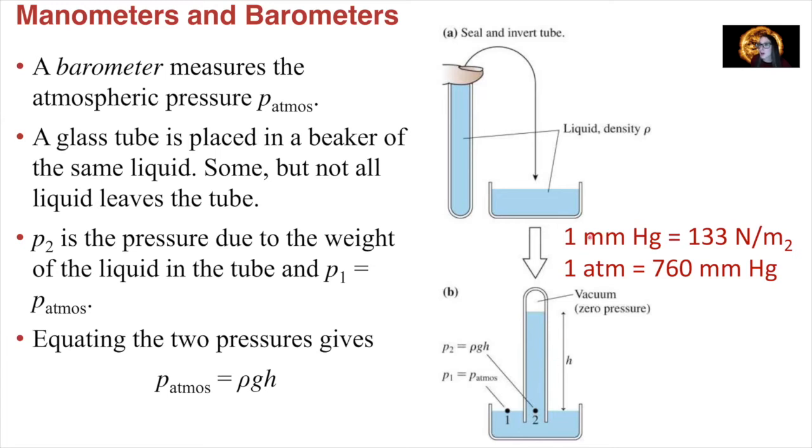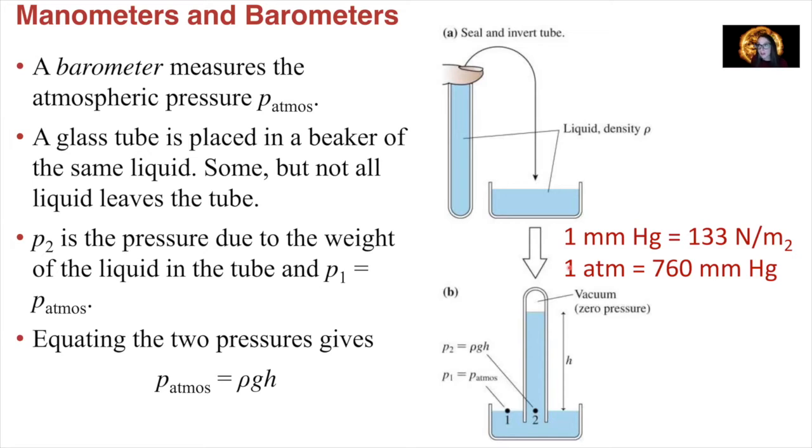1 millimeter of mercury is the same as 133 Newton per meter squared. 133 Newton per meter squared is the same as 1 millimeter of mercury. It's just another way to measure pressure. Now, 1 atmosphere is equal to 760 millimeters of mercury.